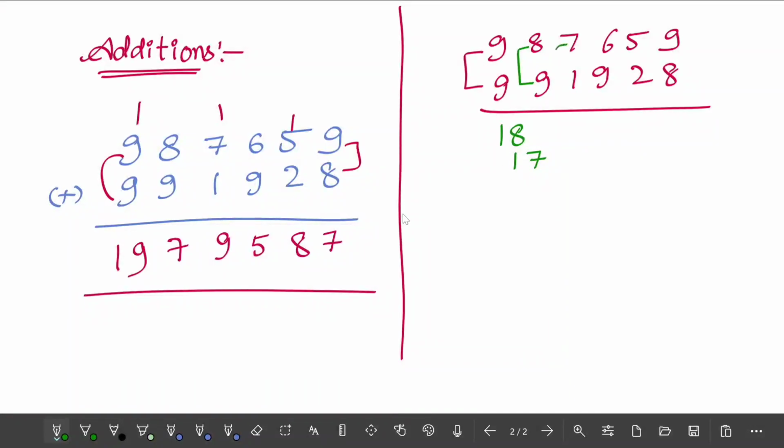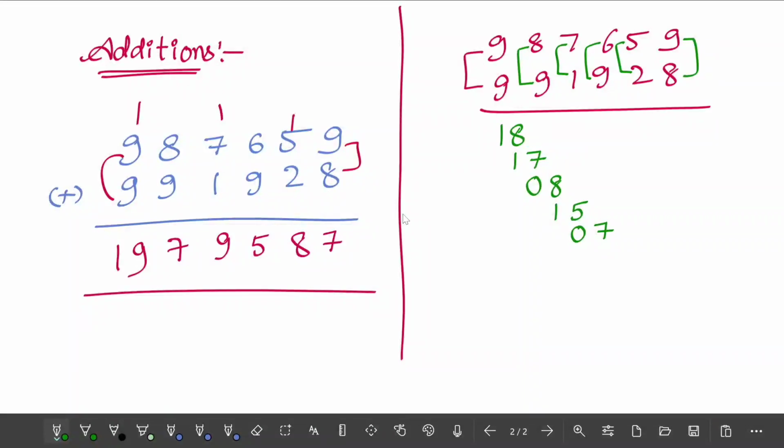Sir, we didn't get it. What is 7 plus 1? It's a single digit, 8, but we write it like this. So 0 remains inside and 8 comes outside. And what is 6 plus 9? It's 15. 1 remains inside and 5 comes outside. What is 5 plus 2? It's 7, but we write it like this. 0 remains inside and 7 goes outside.